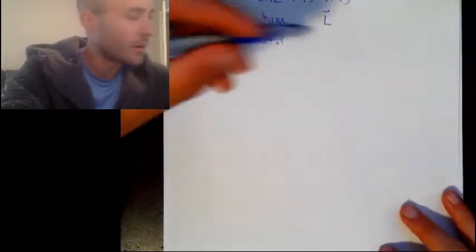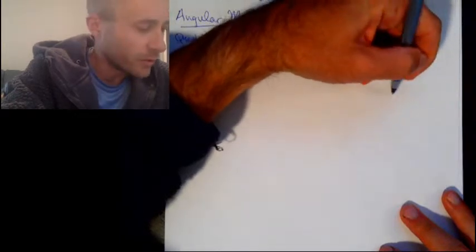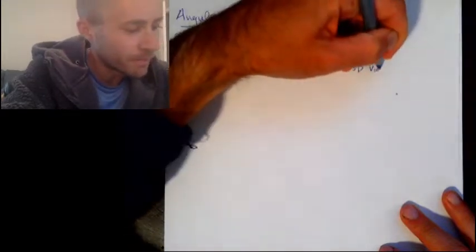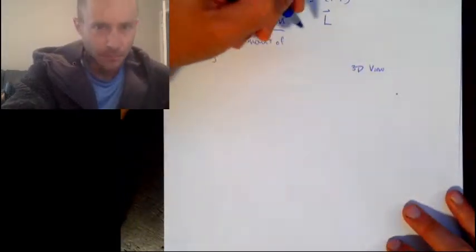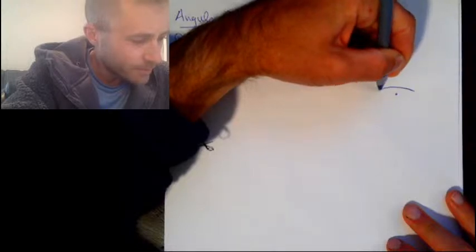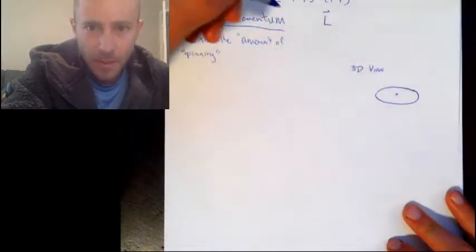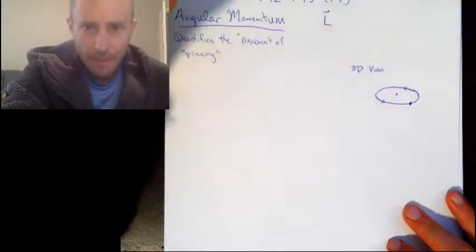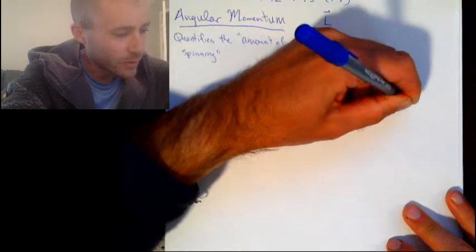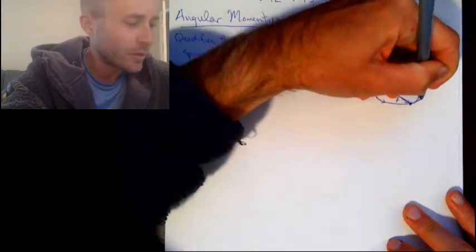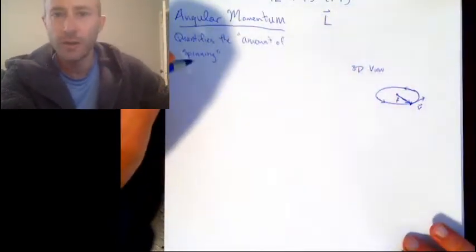So let's go ahead and consider an object that's moving in a circle, and we have a 3D view of that circle. A 3D view of a circle will kind of look like an oval, something like that. And you have a particle that's moving around the circle. And that particle has a certain position vector, so we'll call that r. And it has a certain velocity vector, v, as it goes around.